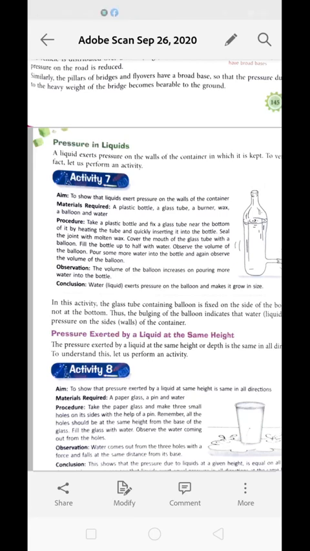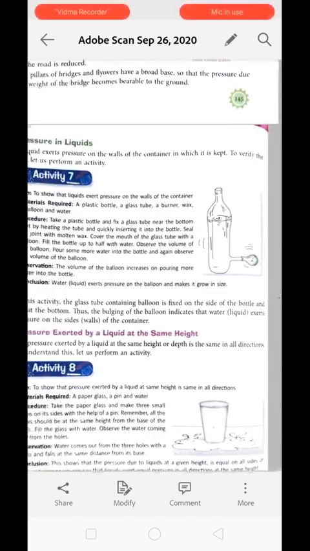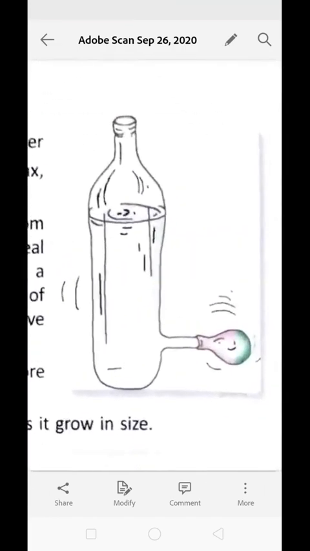Next, pressure in liquid. We have talked about pressure: force per unit area is called pressure. Now we are going to study pressure in liquid. Does a container feel any kind of pressure due to the liquid present inside it? It can be easily understood by Activity 7. See over here. In this activity, we are showing that liquid does exert pressure on the wall of the container.